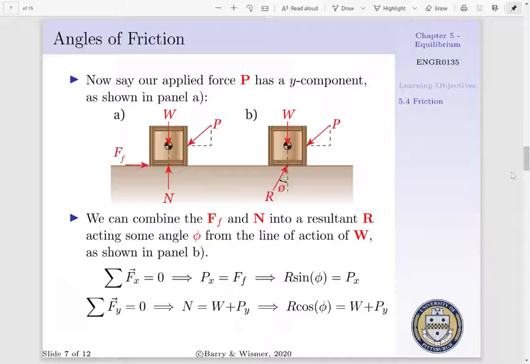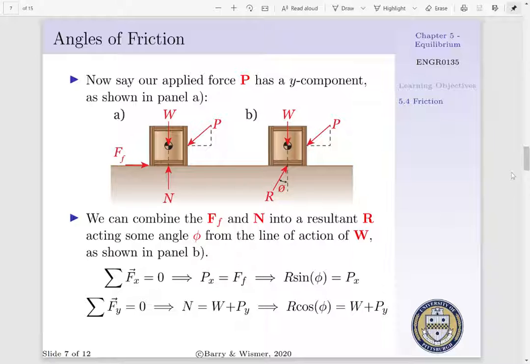Now, say our applied force P has a y component. This is shown in panel A. When we have a y component, we are going to increase our normal force, but we also have a frictional force that is going to counteract our x component of our applied force P. Now, what we can do is combine our frictional force and our normal force into a resultant denoted as R. And R is going to act some angle phi from the line of action of our weight. This is shown in panel B.